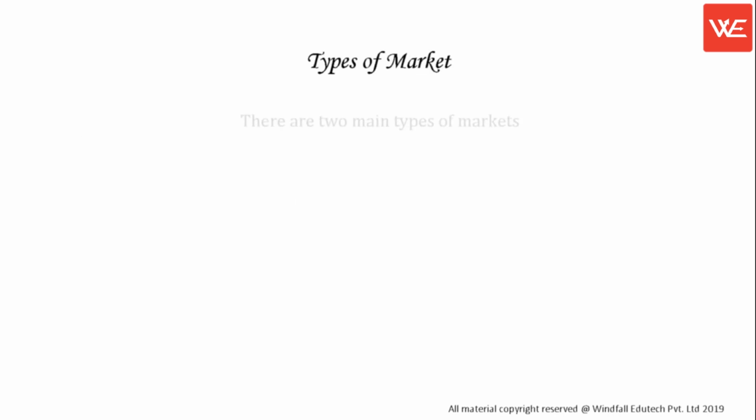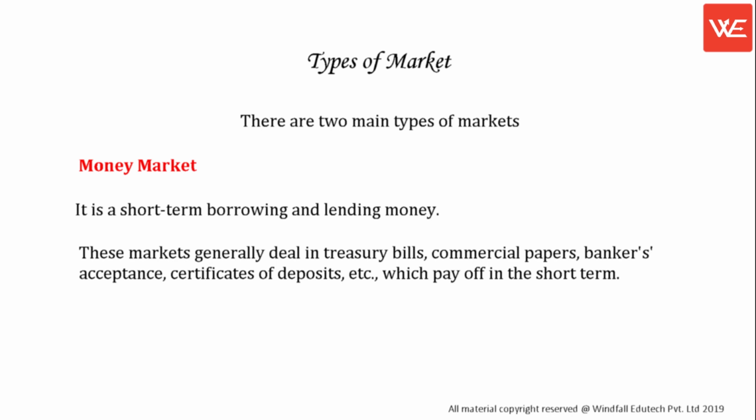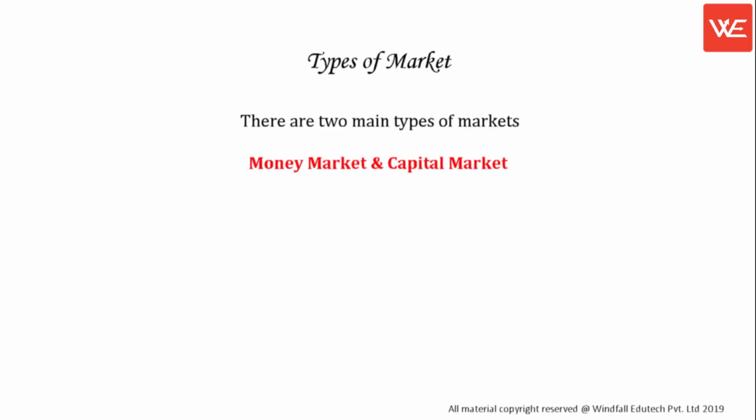Types of market. There are two main types of markets. Money market. It is short-term borrowing and lending of money. These markets generally deal in treasury bills, commercial papers, bankers' acceptance, certificates of deposits, etc., which pay off in the short term. The core of the money market consists of banks borrowing. Money market and capital market.